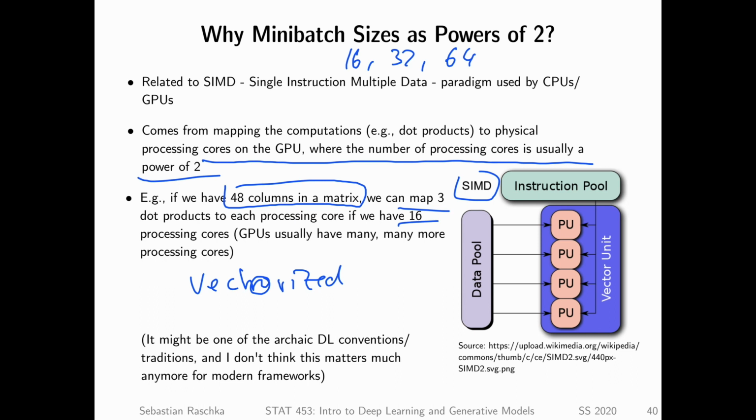But of course, this is just kind of archaic. Nowadays, there are some cores that do something else on your GPU. So in that way, you won't really benefit that much. You can also choose uneven batch sizes, and it will be fine.